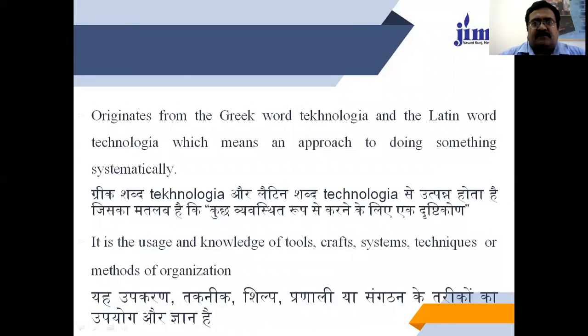It originates from the Greek. And what is technology? The word technology originates from the Greek word technologia and the Latin word technologia, which means an approach to doing something systematically. It is the usage and knowledge of tools, crafts, systems, techniques, or methods of organization.